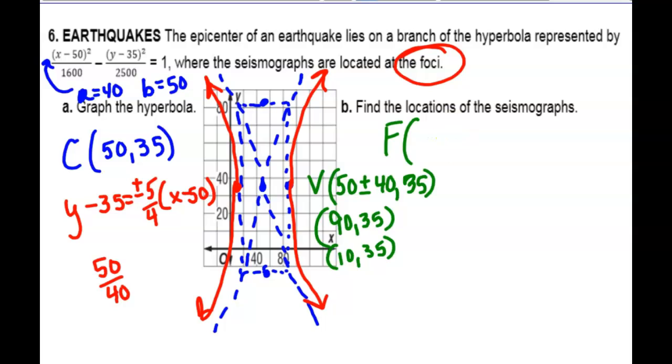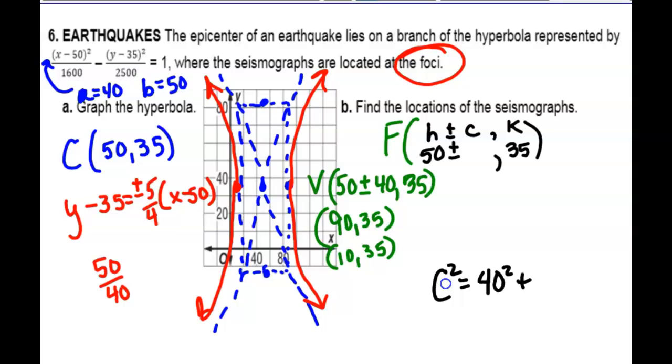But the foci, the equation is h plus or minus c, which is 50 plus or minus, and we didn't find c yet, comma k, which is 35. Okay. C, anybody know what c is? C squared equals a squared plus b squared. And then square root that. That's going to be a decimal or radical, but I really don't care about the radical.